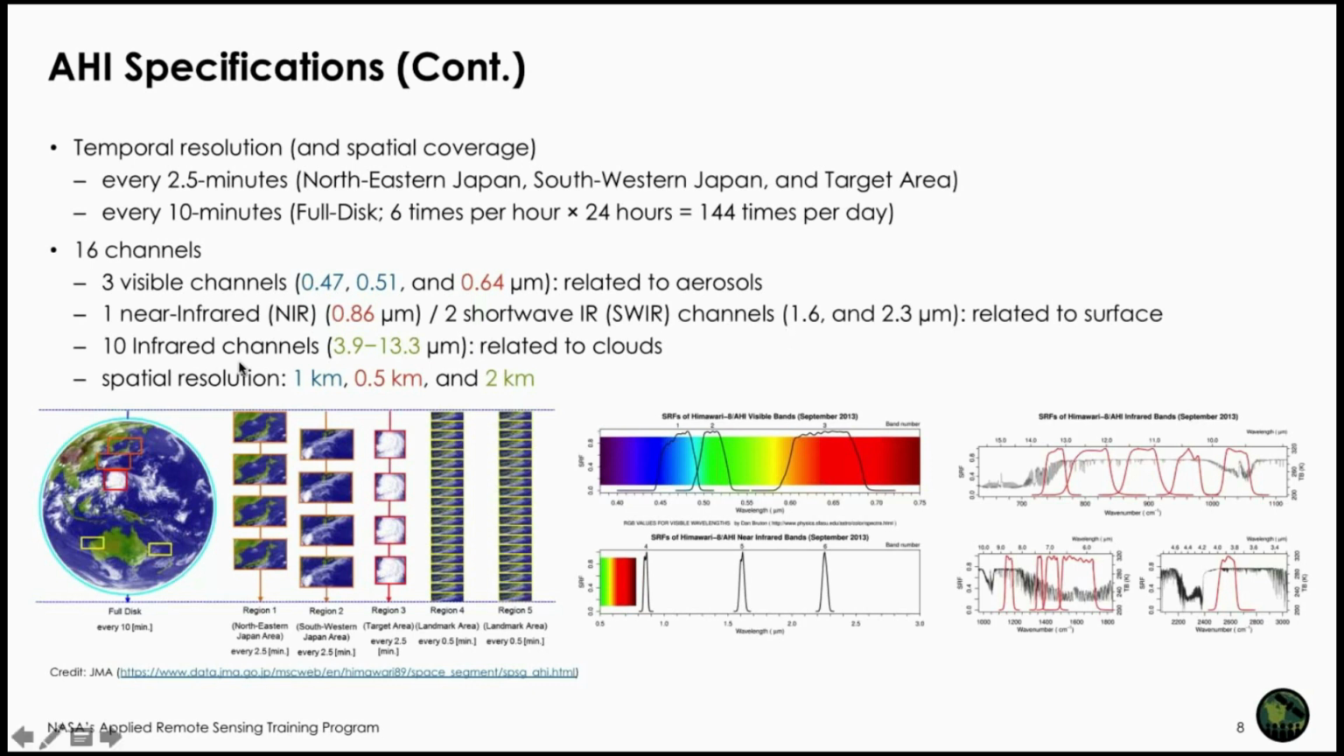And it also has 10 infrared channels from 3.9 to 13.3 micrometers. These infrared channels are very useful to detect cloud information. The spatial resolution is different according to the channels: 500 meters in visible, 1 kilometer in visible, and 2 kilometers in infrared.